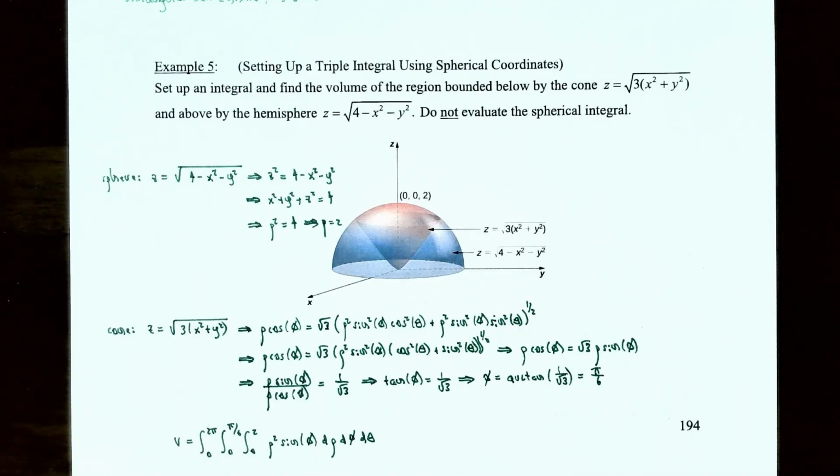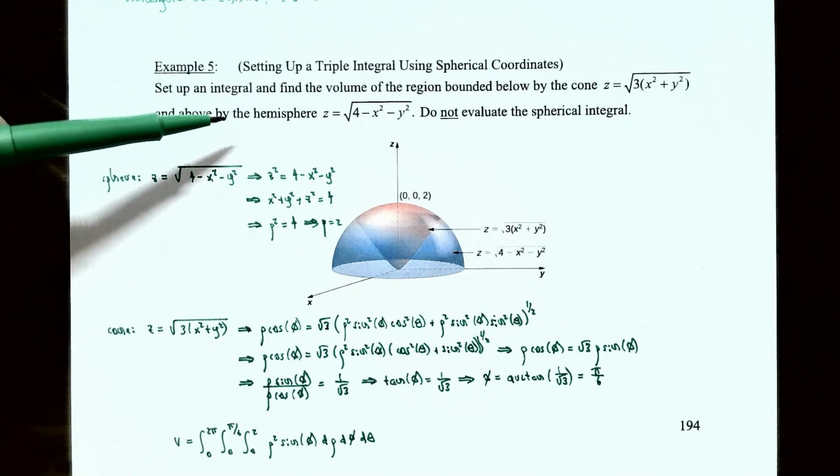We'll try another problem. Example 5, setting up a triple integral using spherical coordinates. We're going to set up the triple integral, but not evaluate it, using spherical coordinates. Set up an integral to find the volume of the region bounded below by the cone z equals the square root of 3 times the quantity x squared plus y squared, and the region is also bounded above by a hemisphere z equals the square root of 4 subtract x squared subtract y squared. Do not evaluate the spherical integral.